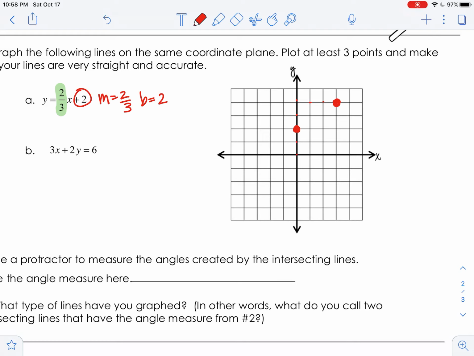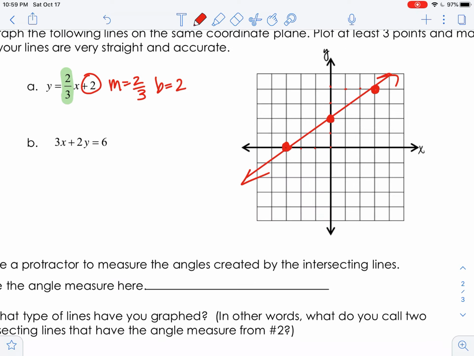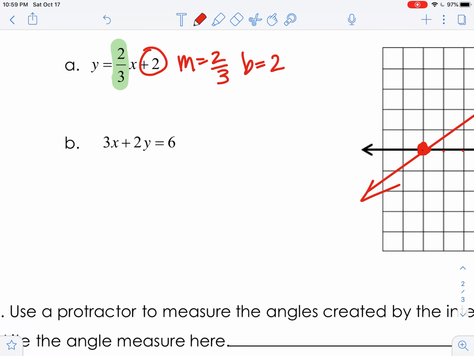Let's take it the opposite way. We go down 2 over 3. All right, and let's draw our line. Don't judge that. Oh, I gotta redraw it. Sorry, it's gonna bother me. Still bothering me, but it is what it is. Okay, cool. All right, let's take a look at our B.